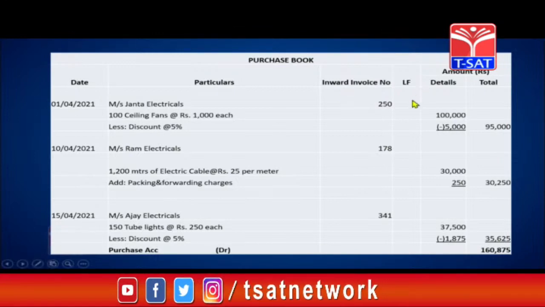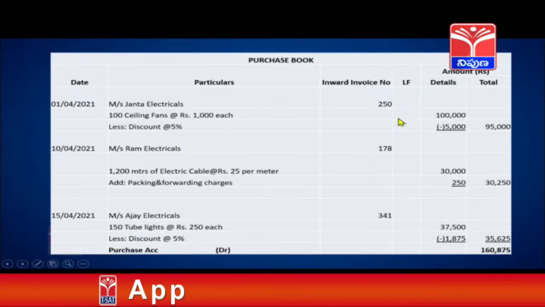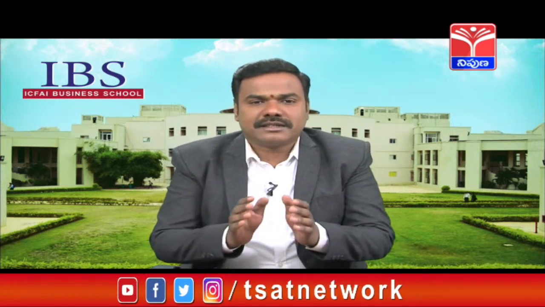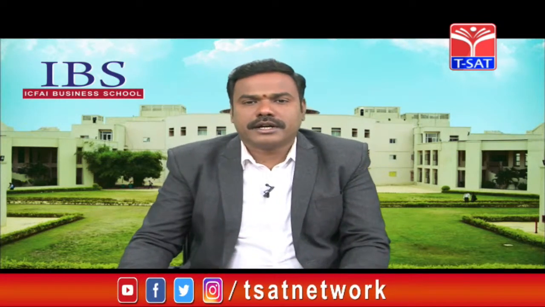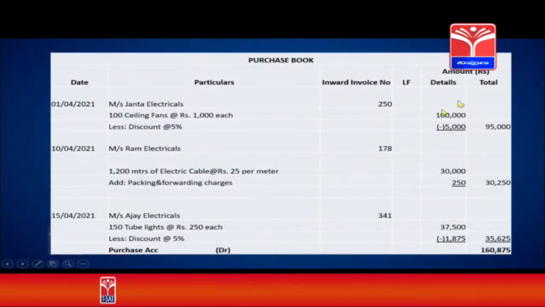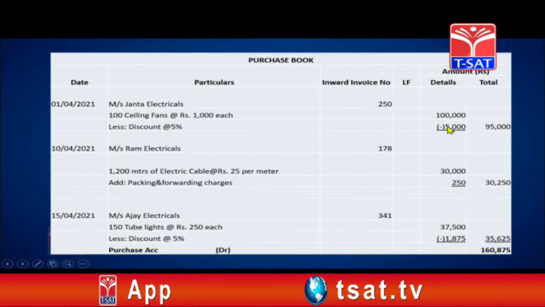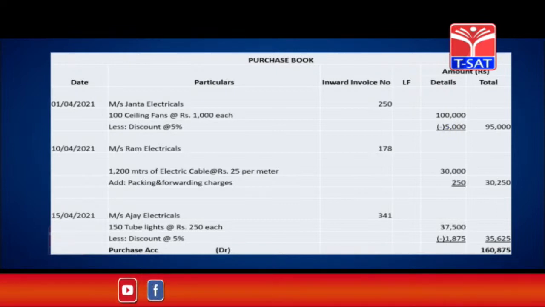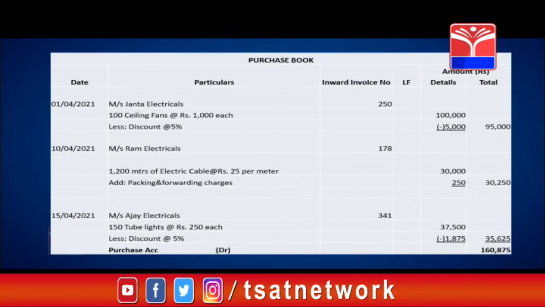Then you can see the ledger folio column, because all these entries in the purchase book should also be reflected in the supplier's ledger. So in which page of the supplier ledger you are posting this transaction, that page number should be written in LF column. Then we have two columns for amount. One is for the calculations like deducting discount or adding any additional charges which are levied by the supplier. Then in the last column we will write the total amount.